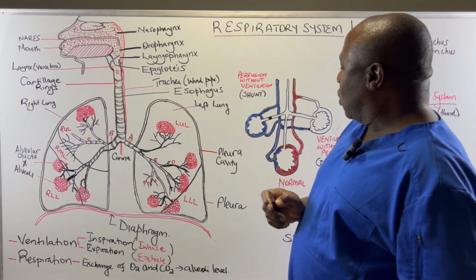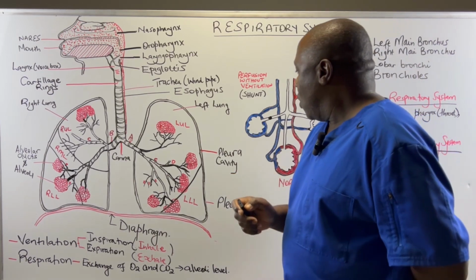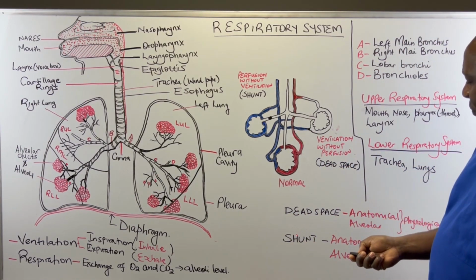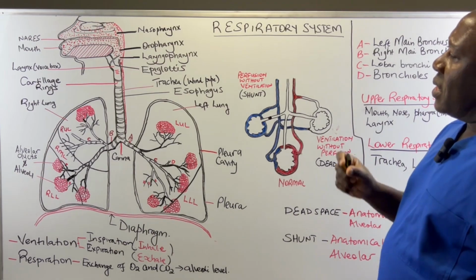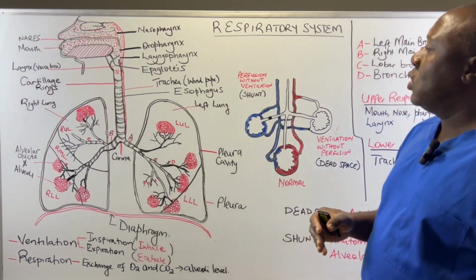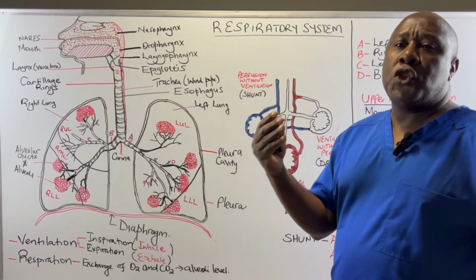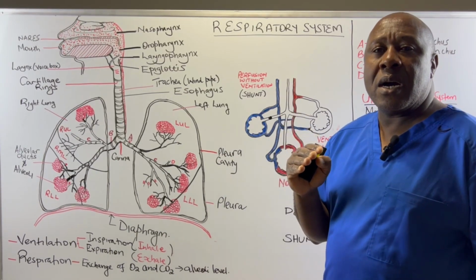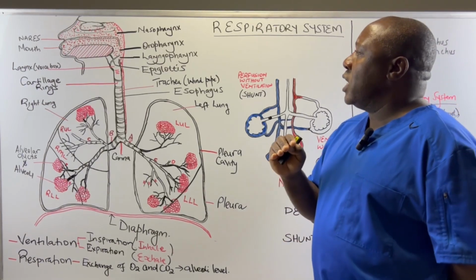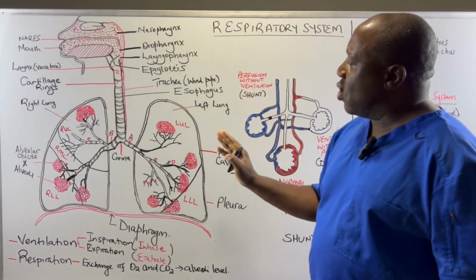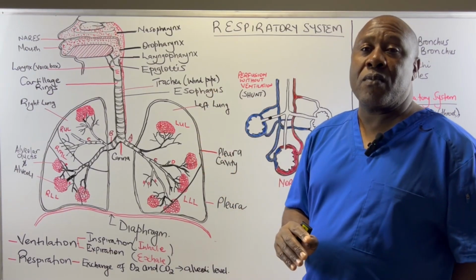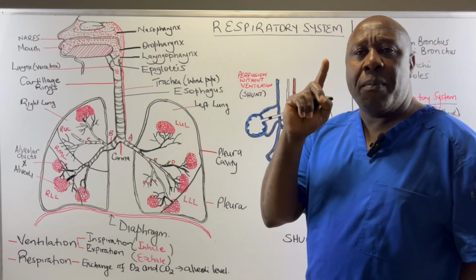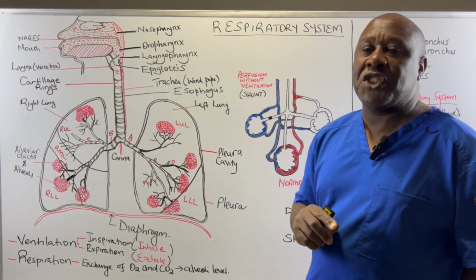Now, I want us to look at 2 terms: dead space and shunt. Dead space refers to that part or portion of the respiratory system that has gas or air but does not participate in gas exchange.